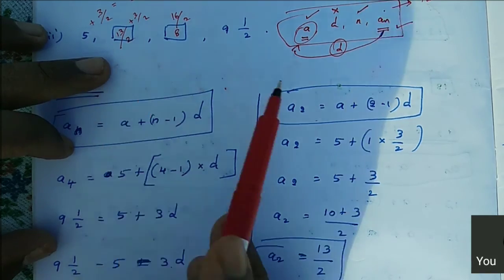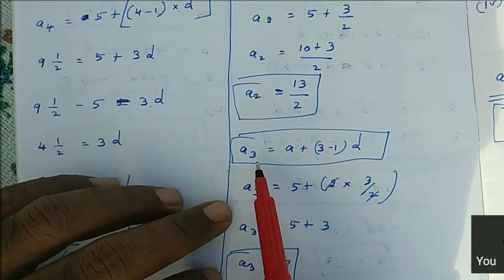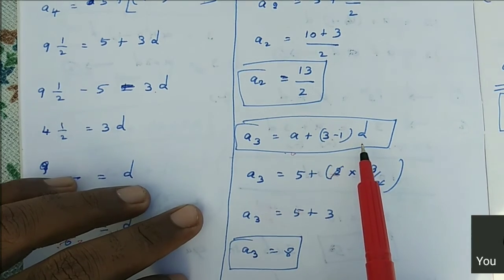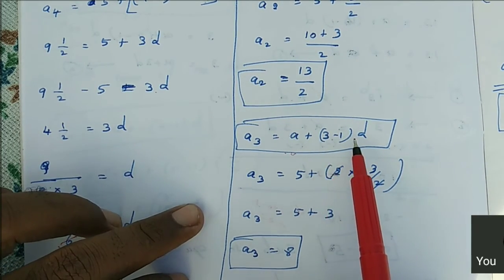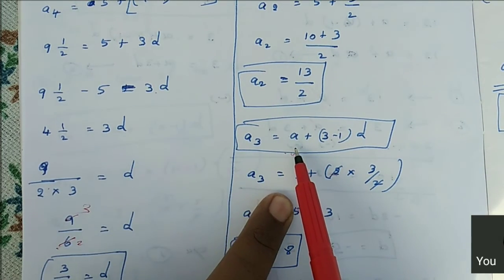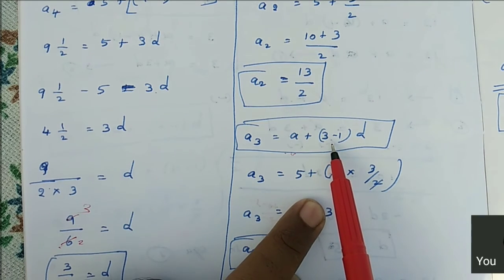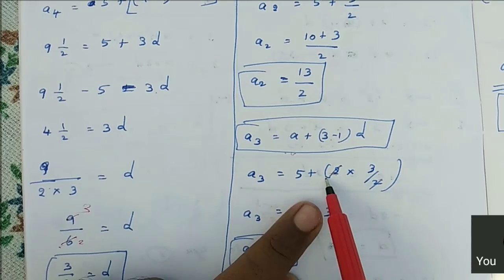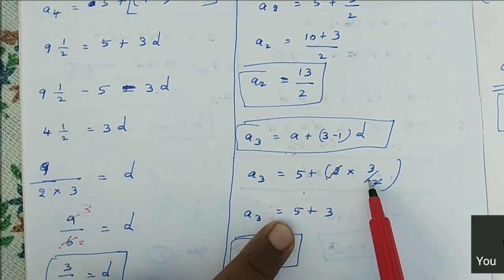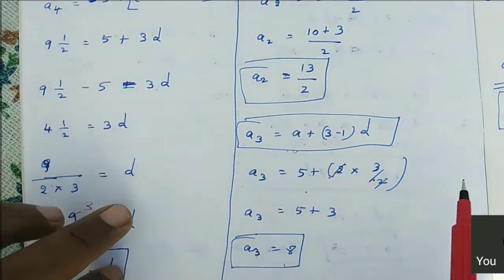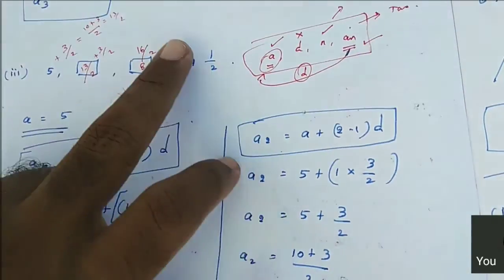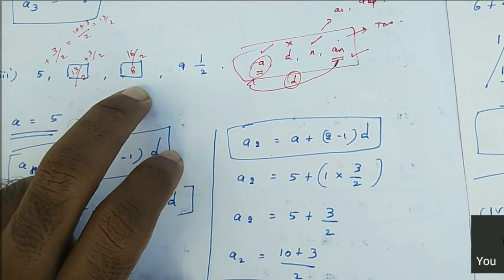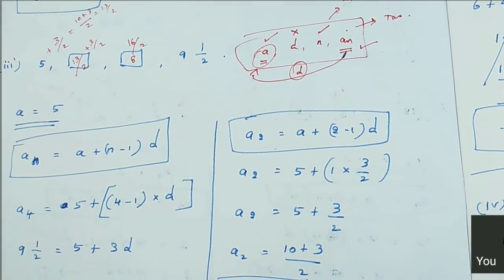We got it. Now the third term, a3 formula. a3 is equal to a plus (n minus 1) into d. Here n is 3, so 3 minus 1 is 2. a3 is equal to the a value 5, the first term, plus 2 into the d value 3 by 2. So the 2 cancels. Now 3 plus 5, so a3 is equal to 8. Clear? So here we found a3 is equal to 8. Any doubt?